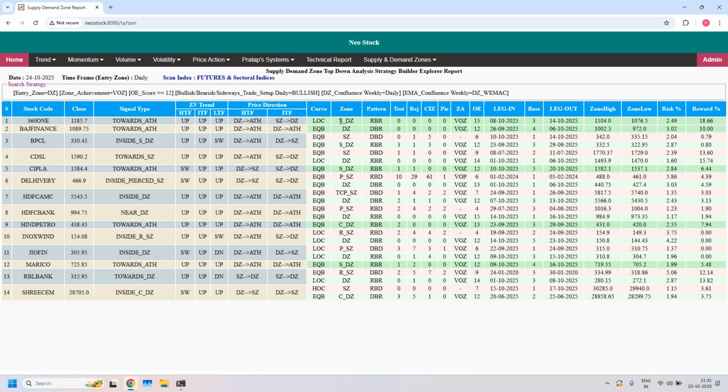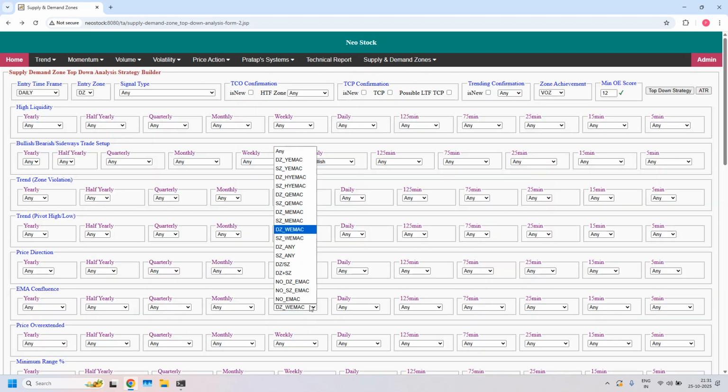So these 14 daily demand zones are having more high probability to get success, provided less than 20 checklist items are satisfied, otherwise higher chances of zone violation. So this is as per the first strategy, high probability trade setup daily demand zones. Okay, next let's generate high probability supported zones based on the second strategy. That is LTF, ITF, HTF demand zone confluence and HTF demand zone with HTF EMA confluence.